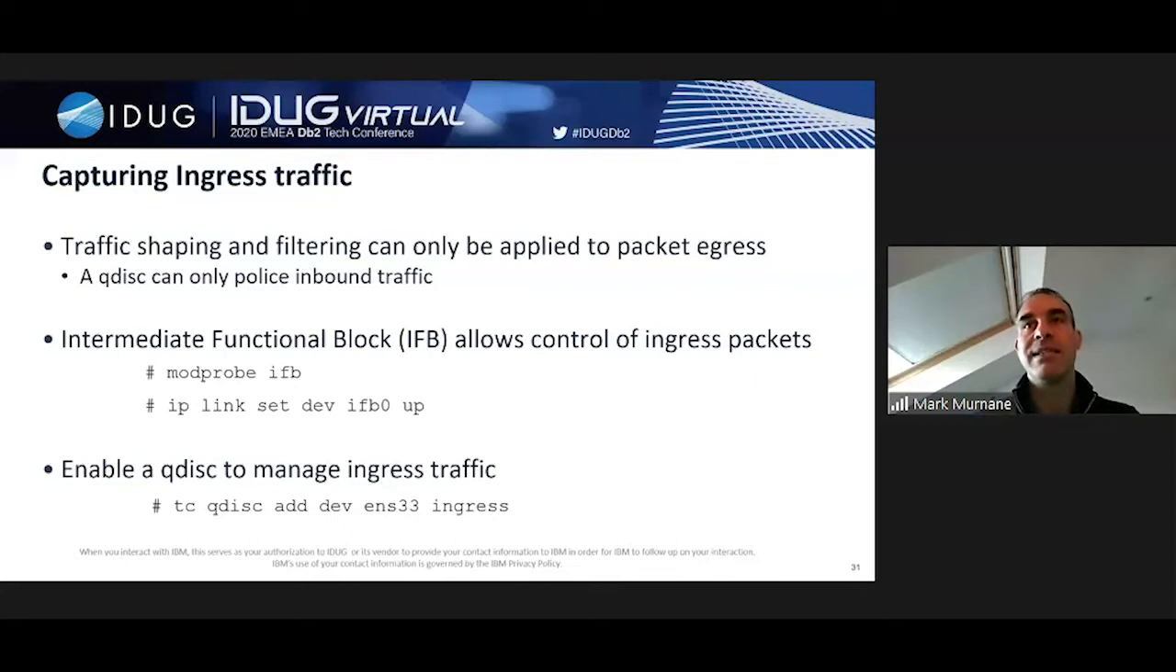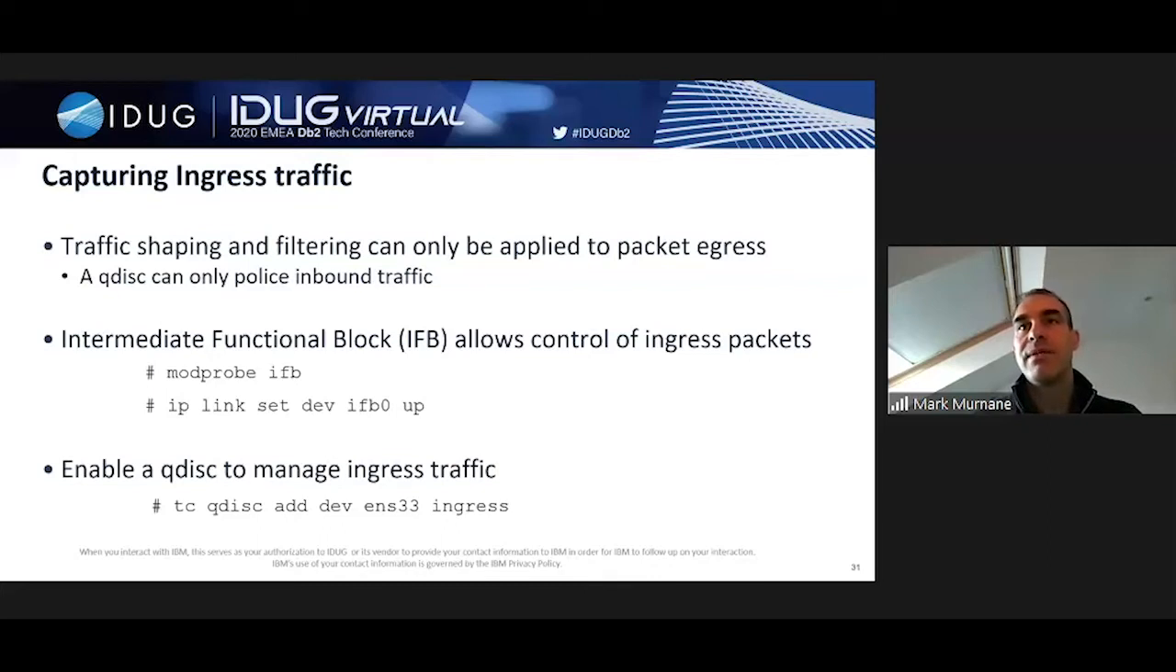IFB can be enabled and disabled dynamically. We show that in the slide there using the command modprobe ifb. Then what we do is we bring up the network device, ifb0. By default, 2 IFB devices are enabled when the kernel module is loaded, but you can configure it to just create one. And in these examples, we'll only be using ifb0.